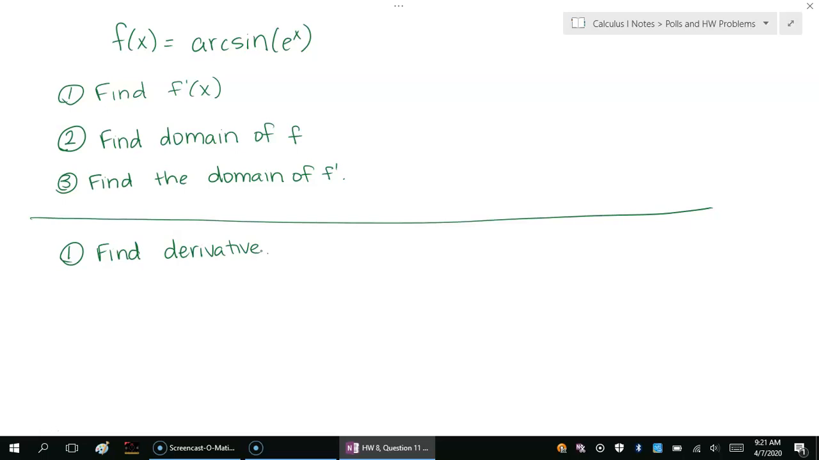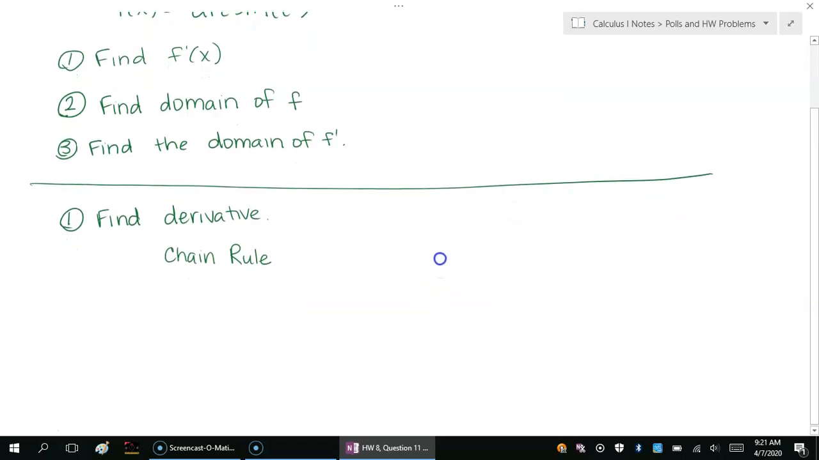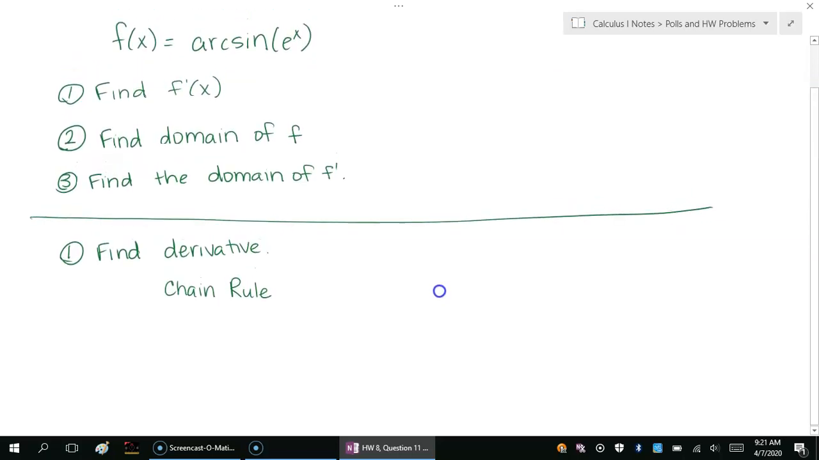This is a function with an inside and an outside part, so we are going to use the chain rule. So let's start by identifying our inside and our outside part. Our outside is the arcsine, and our inside is e to the x.